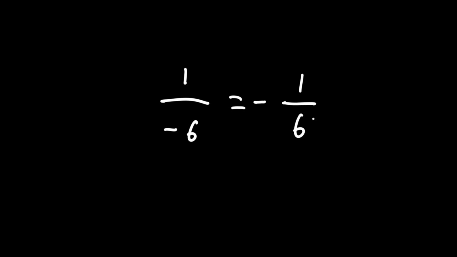Now let's say the numerator was positive and the denominator is negative. If the denominator is negative, that means the entire fraction is negative. So the entire fraction is negative 1 over 6. Let's try one more problem. Let's say we had 2 over 3 minus 5 over 6.